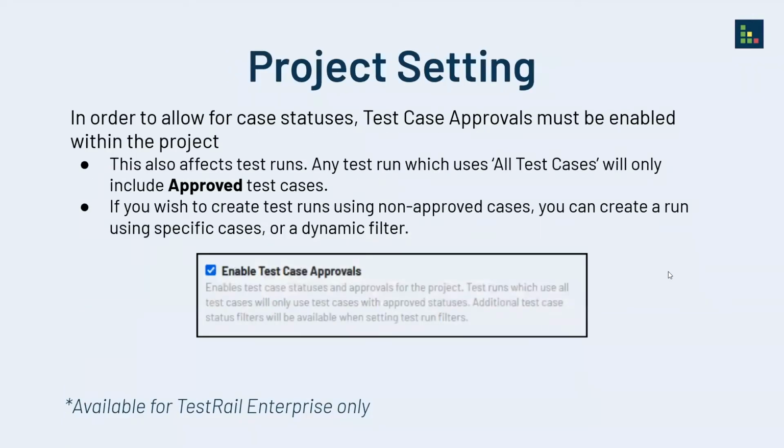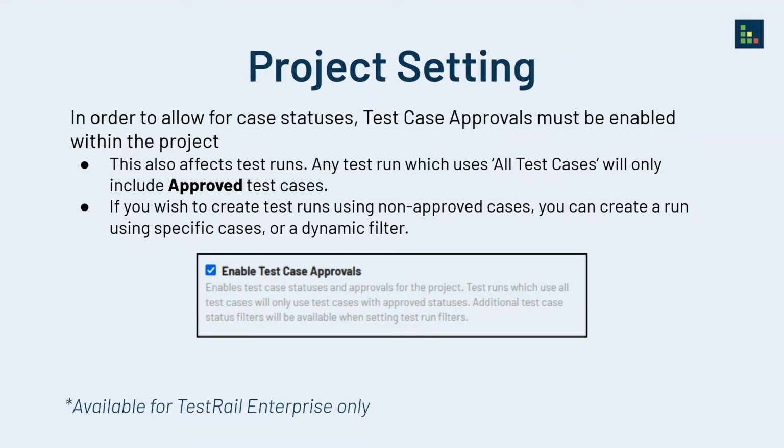In a project, when you go to edit a project as an administrator or project level administrator, you can enable test case approvals for your project. What this does is it enables test case statuses for your test cases.